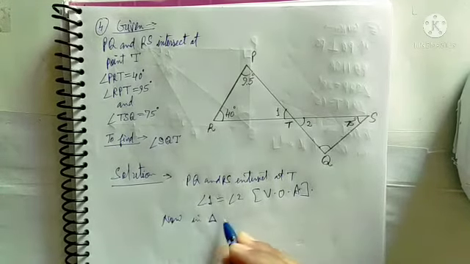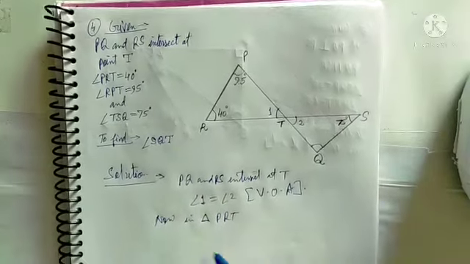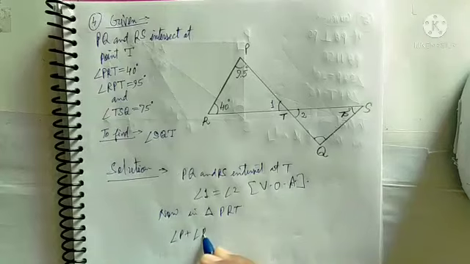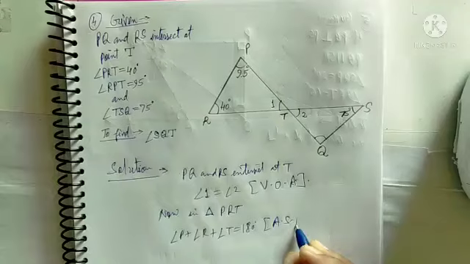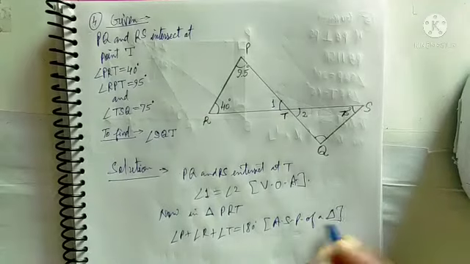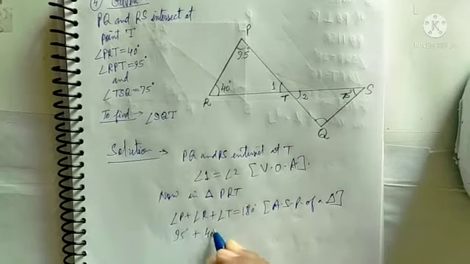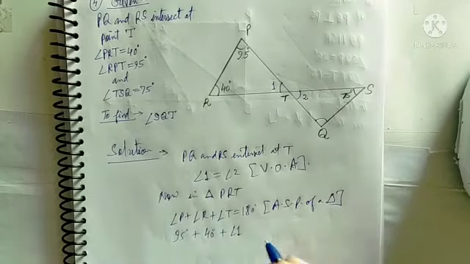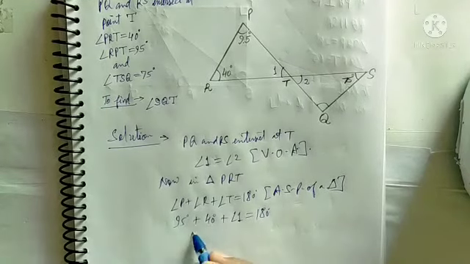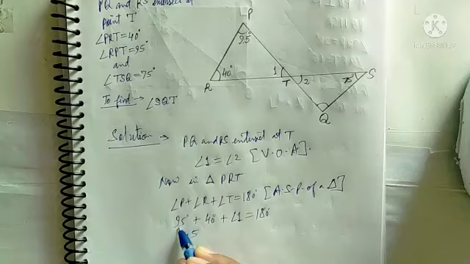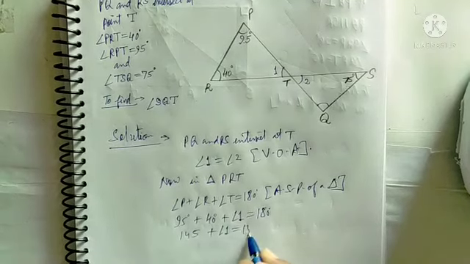Now in triangle PRT, angle P plus angle R plus angle T is equal to 180. The reason is the angle sum property of a triangle. So angle P is 95 degree, angle R is 40 degree, angle T means angle 1, is equal to 180. Hereafter, 95 plus 40 is 135, now plus angle 1 is equal to 180.